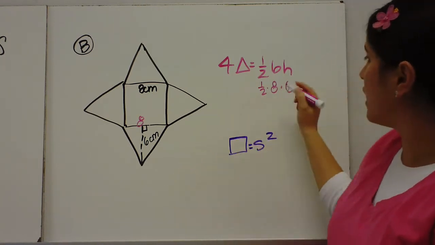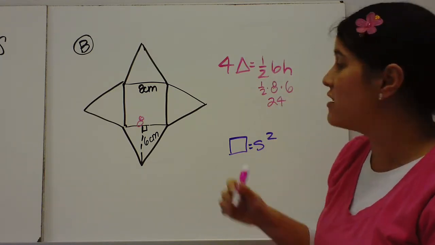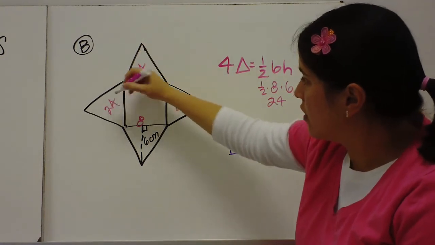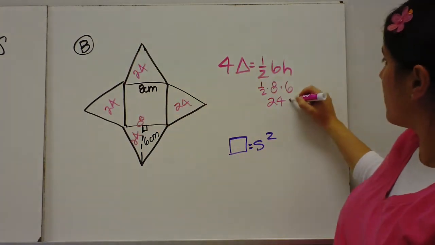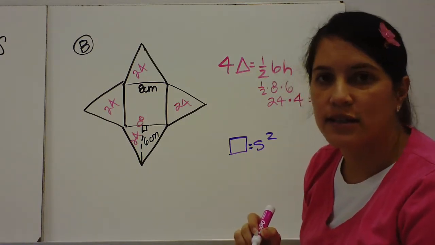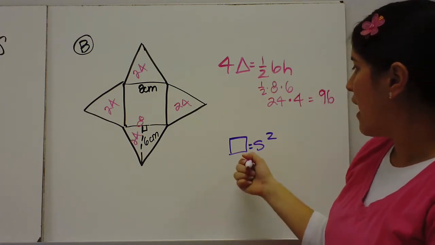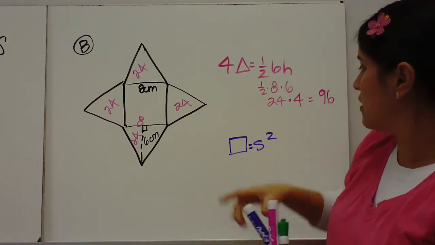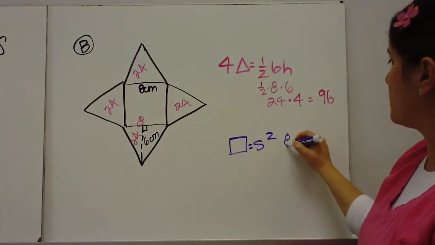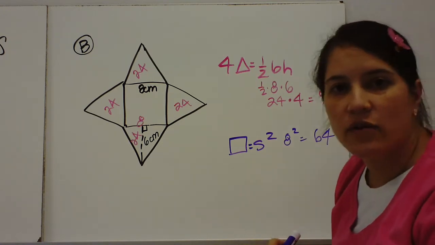And then when I type that in, I'm going to get 24. But remember, that is one triangle. So if they're all 24, we would need to multiply it by 4. So 24 times 4 is 96. And then my side squared for my square in the middle, it's going to be 8 squared, which is 64.